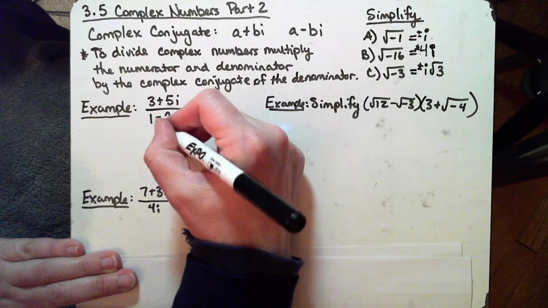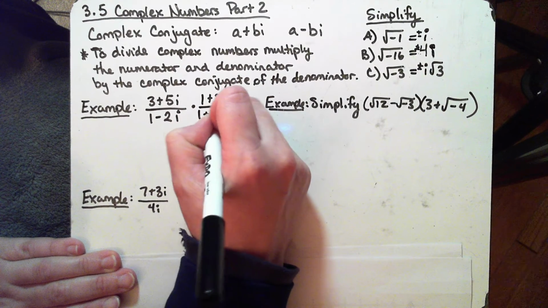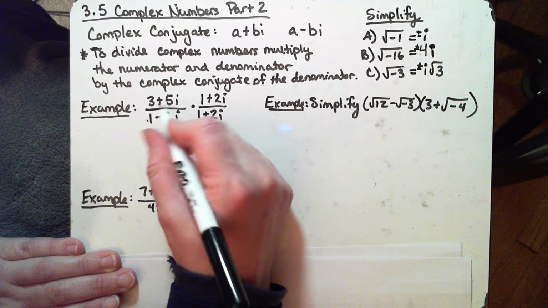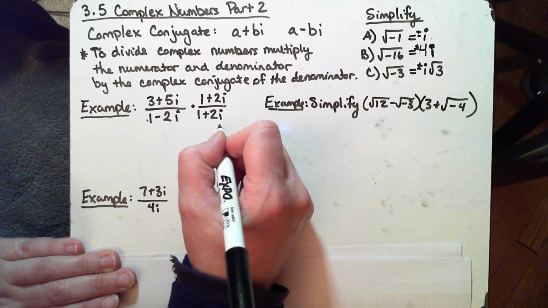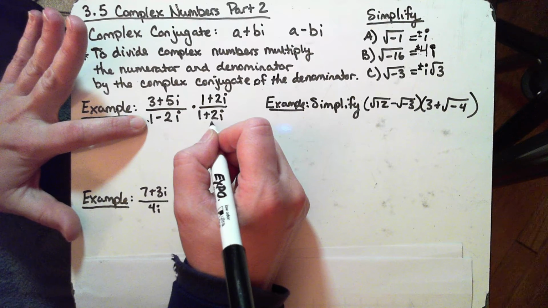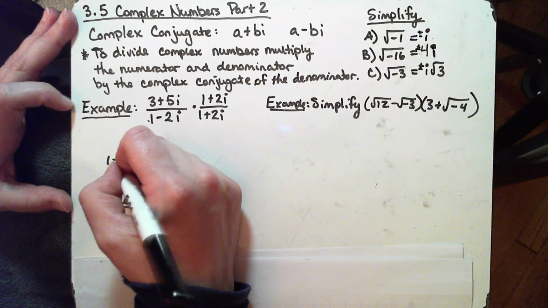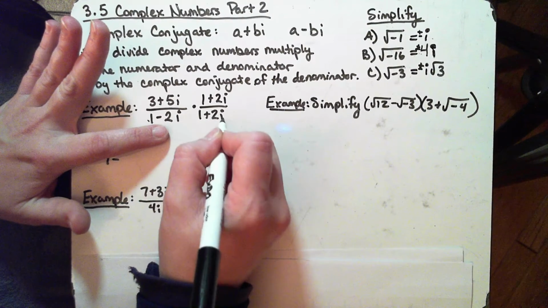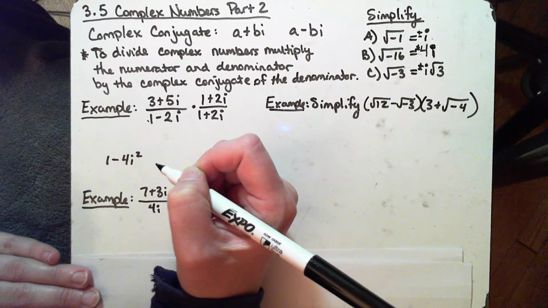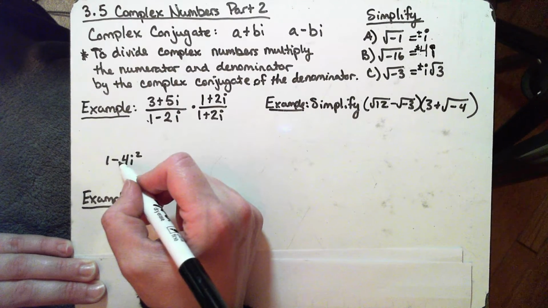So I'm going to multiply by 1 plus 2i over 1 plus 2i. So I took this denominator, I changed the sign, and I'm multiplying everything in the top and everything in the bottom by that. Now, the beauty of this is that this denominator is a difference of 2 squares now. And you can follow the special pattern for that. 1 squared is 1, and I write a minus sign, and then square this thing. 2 squared is 4i squared. So that is the denominator multiplied out. You square the first, square the second, write a minus sign in between.